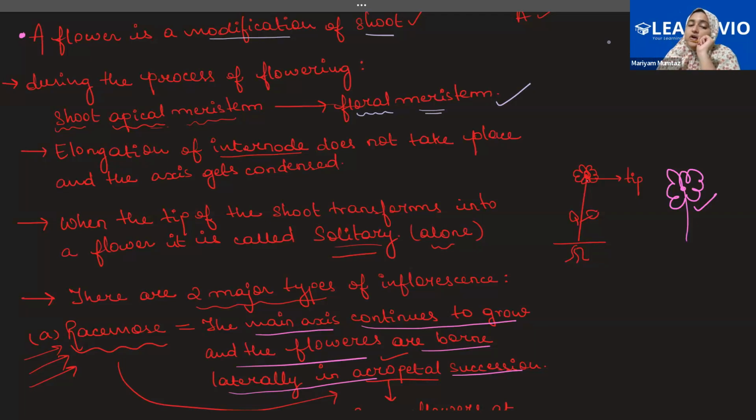Now, when the tip of the shoot transforms into a flower, it is called solitary, meaning the kind of inflorescence wherein only the tip became a flower, that is solitary.